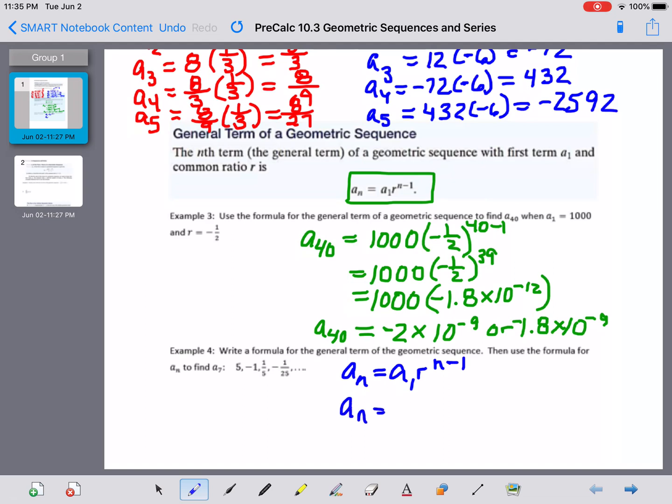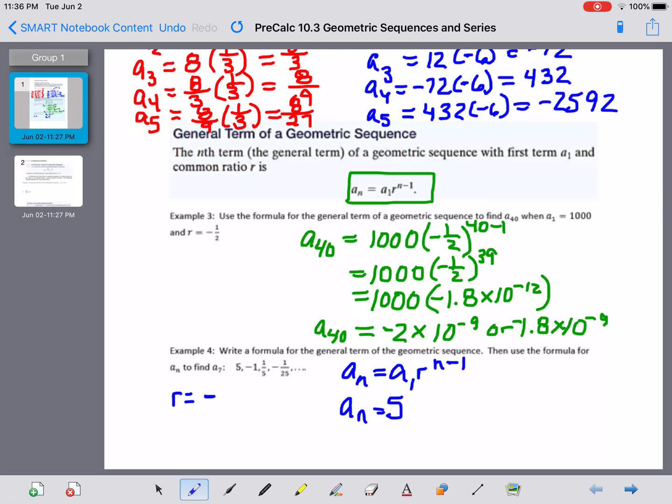My first term obviously is 5, and I need to find my ratio. Well, what's happening to go from 5 to negative 1 to positive 1/5 to negative 1/25? I can definitely tell when I look at this, because I'm going positive, negative, that my r involves a negative. 5 was large, went down to 1, went down to 1/5, went down to 1/25. Looks like I'm dividing by 5 each time.